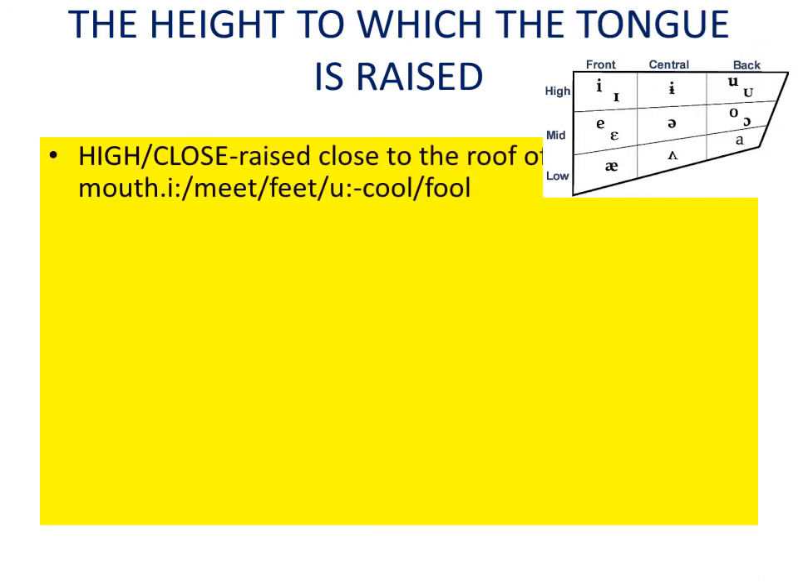High or close position. At that time, the tongue is raised close to the roof of the mouth. Close, high, roof of the mouth. Take the examples meet, feed, or cool, fool. There, the oo sound or the e sound. At that time, the tongue is raised close to the roof of the mouth.